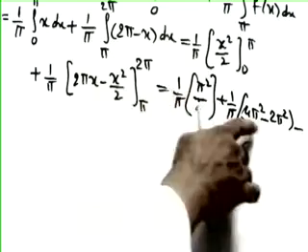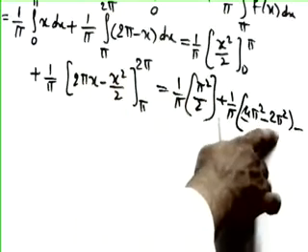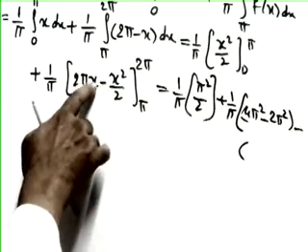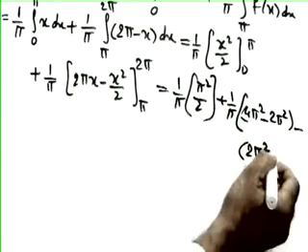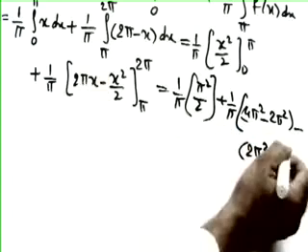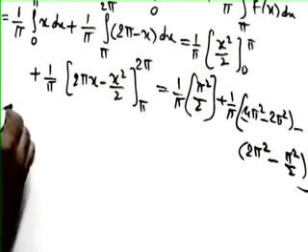Upper limit is 2 pi. 2 2s are 4 pi into pi, pi square. 4 pi square by 2, 2 ones are 2, 2 2s are 2 pi square, minus lower limit is 2 pi here. Pi into pi, pi square, 2 pi square minus. If you substitute pi here, it will be pi square by 2.